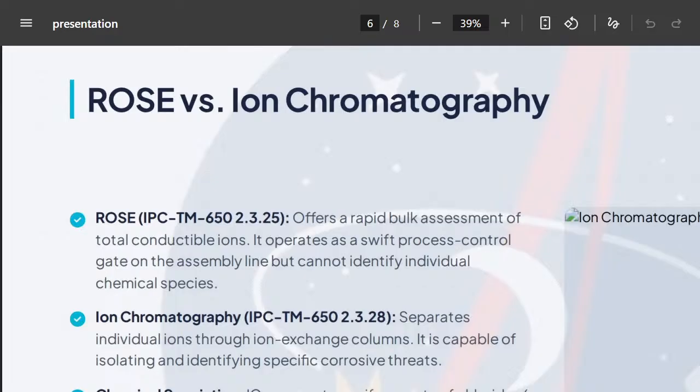So we always need to follow cleanliness. Whatever work we are doing, we need to follow cleanliness. That's why the term ROS has been coined. R means resistivity of solvent extraction. Depending on how R is changing, we will be able to determine the contaminants.